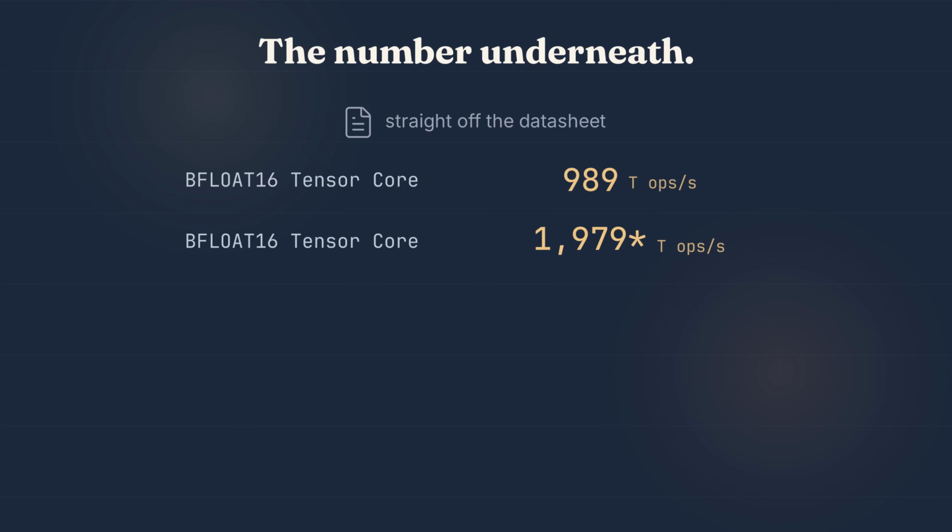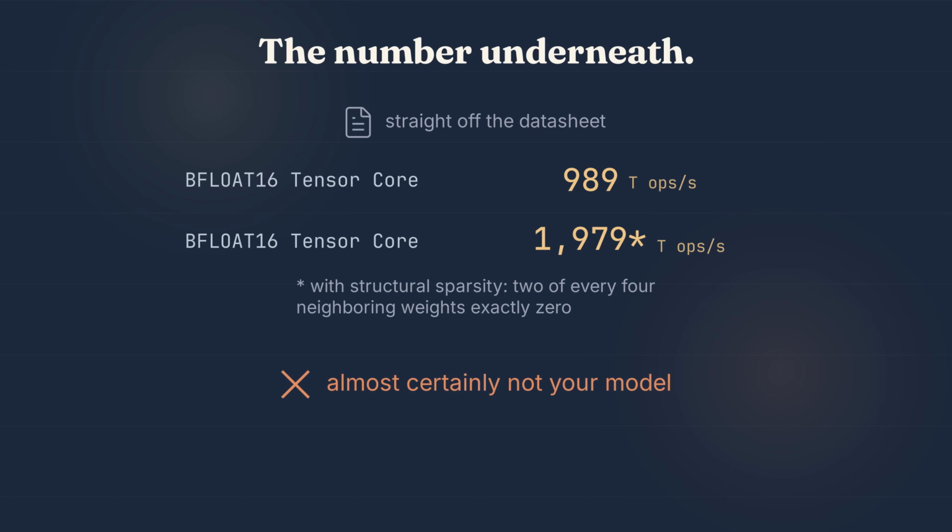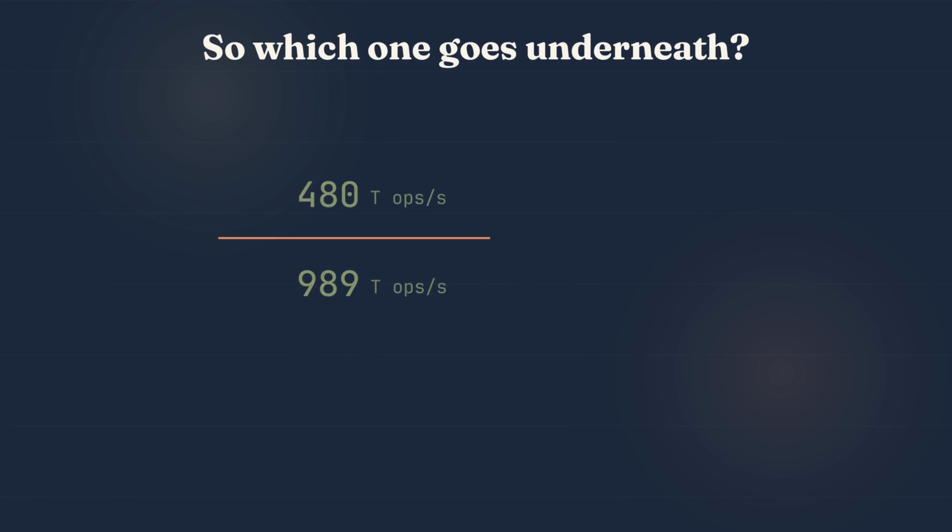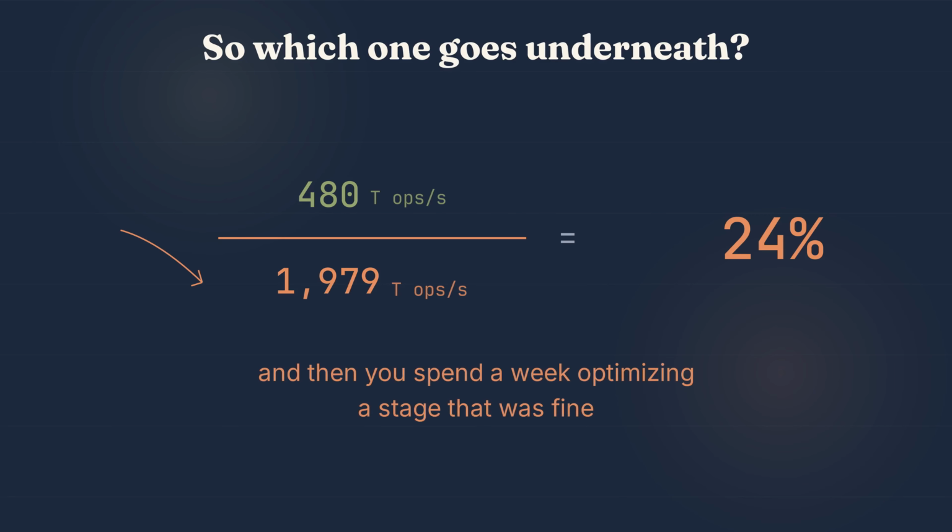The bigger figure assumes structural sparsity. So 2 out of every 4 neighboring weights have to be exactly 0. And has anybody done that to your model? Almost certainly not. So which one goes underneath? The dense one. Put the big one there, and your MFU comes out at half of what it really is. So you'd read 49 as 24, right? And then you'd go and spend a week optimizing a stage that was doing fine all along.